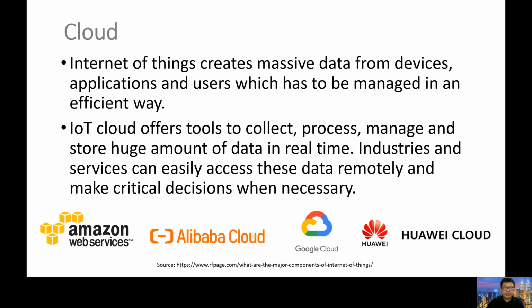For the cloud, the Internet of Things creates massive data from devices, applications, and users, which has to be managed in an efficient way. IoT Cloud offers tools to collect, process, manage, and store huge amounts of data in real time. Industry and services can easily access this data remotely and make critical decisions when necessary. Here I list a few worldwide famous cloud services, such as Amazon Web Services, Alibaba Cloud, Google Cloud, Public Cloud, and others.